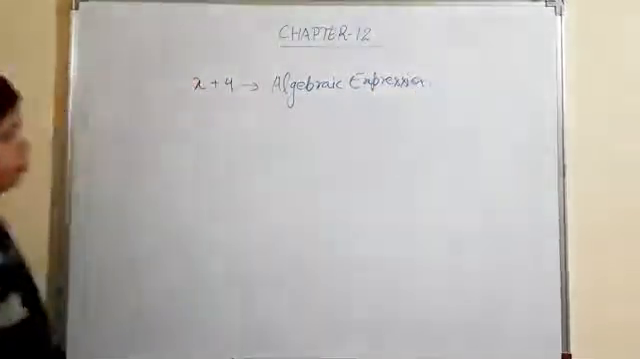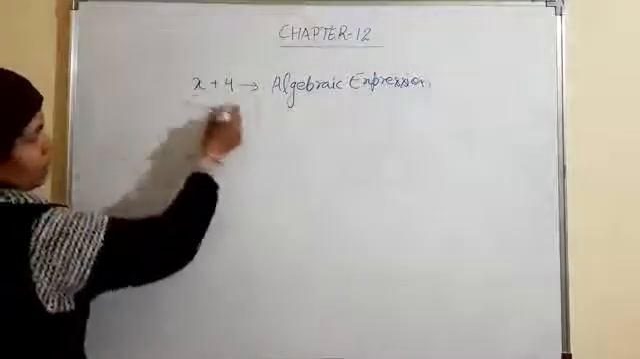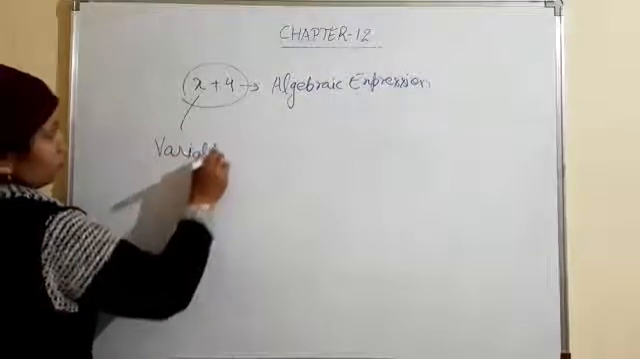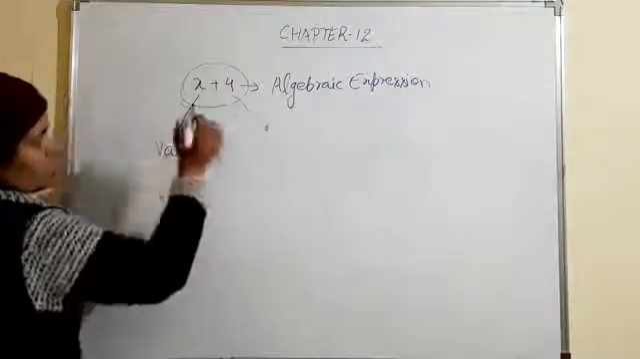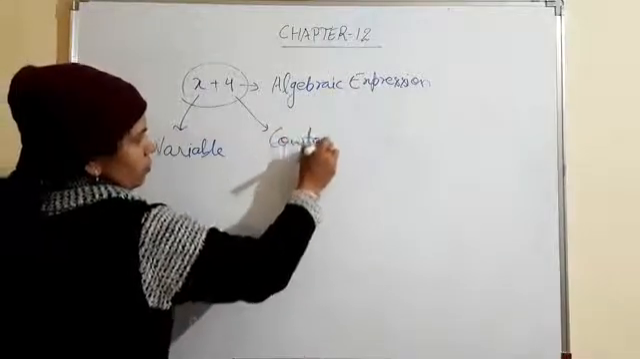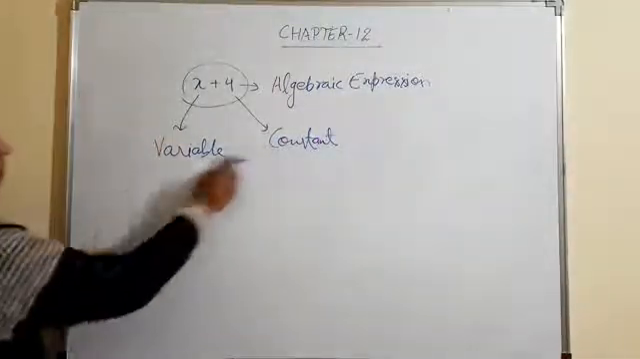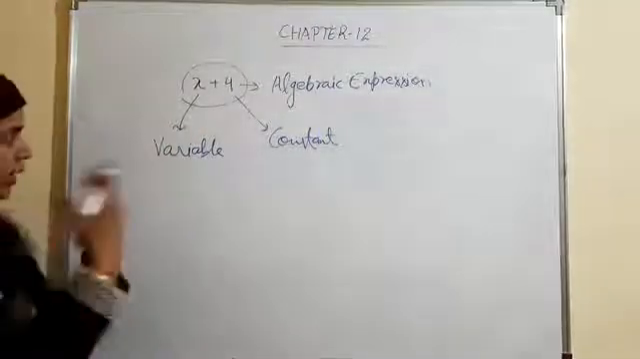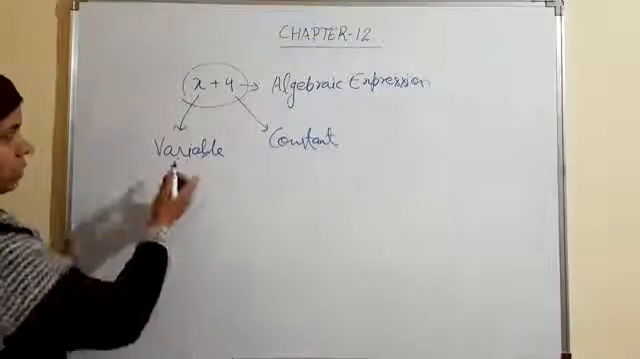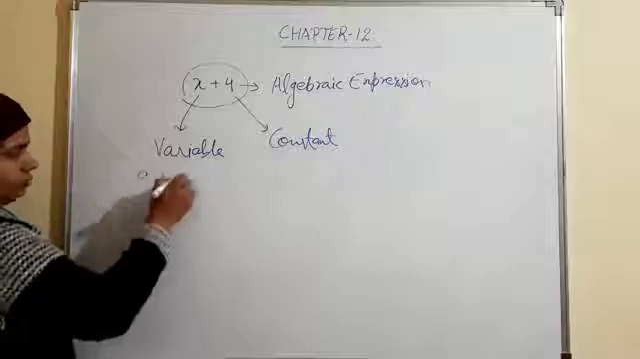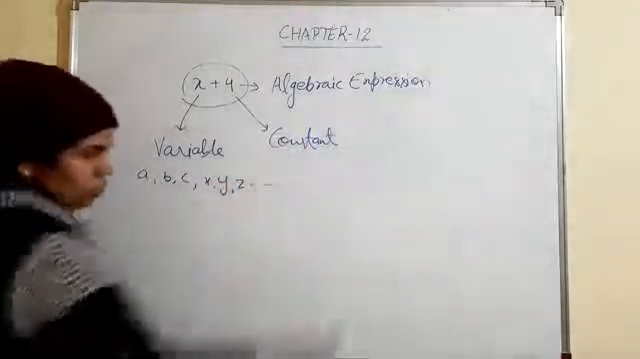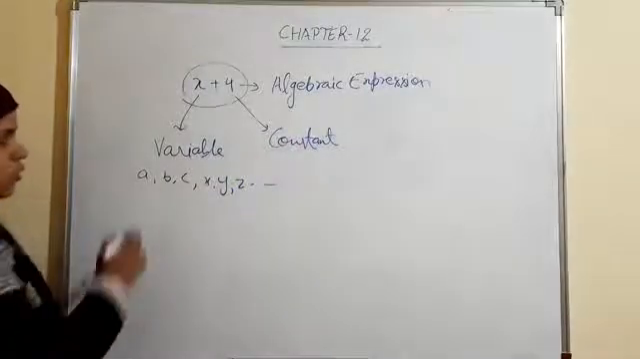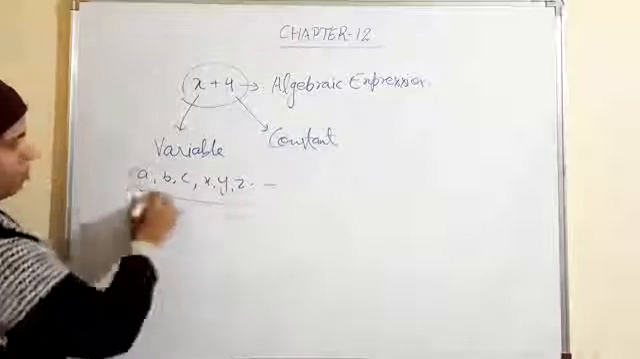Now in this algebraic expression, this x is called a variable and this number 4 is called a constant. To understand these terms, variable means the value of which is going to vary in all the expressions. For example, a, b, c, x, y, z and so on. Here the value of a, b, c, x, y, z will not be constant in all the questions. So these are all examples of variables.